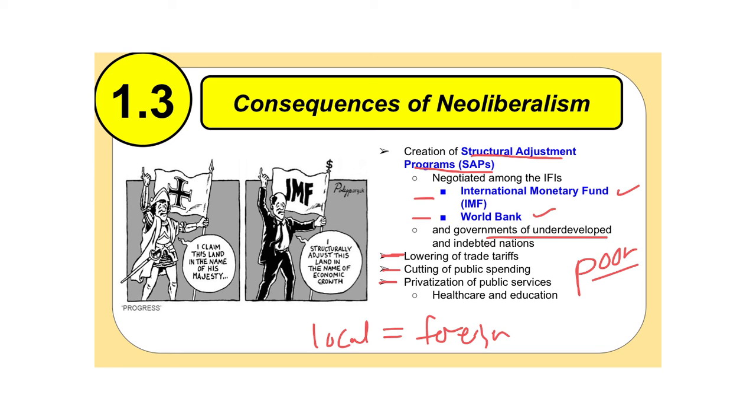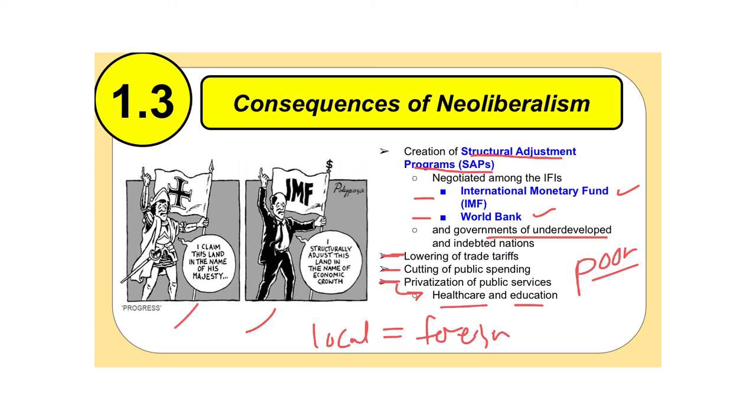They also will require privatization of public services, so they will require them to open up healthcare and education to private schools. So that means companies and corporations can actually go in there and take control of healthcare and education.